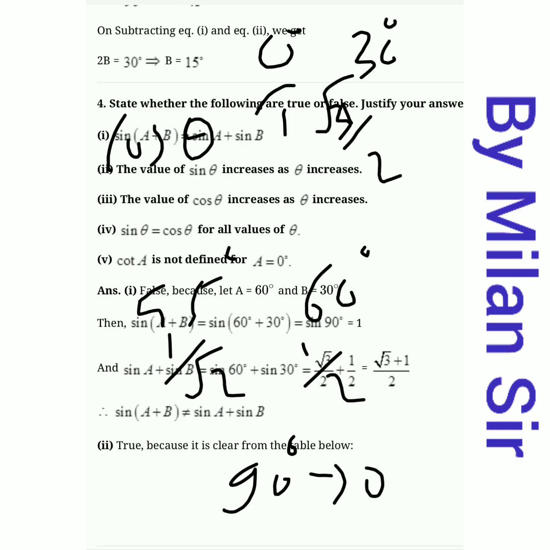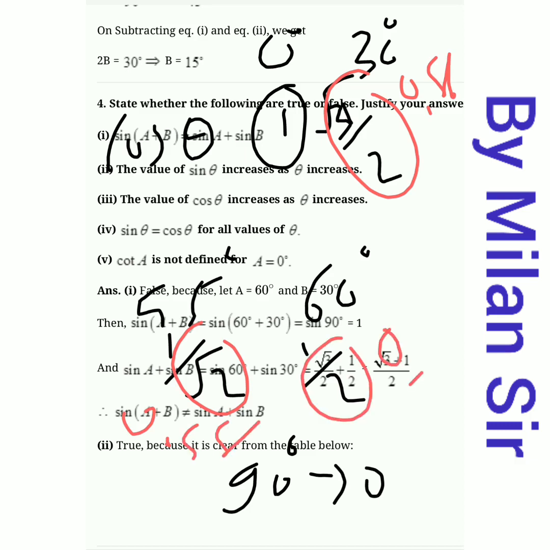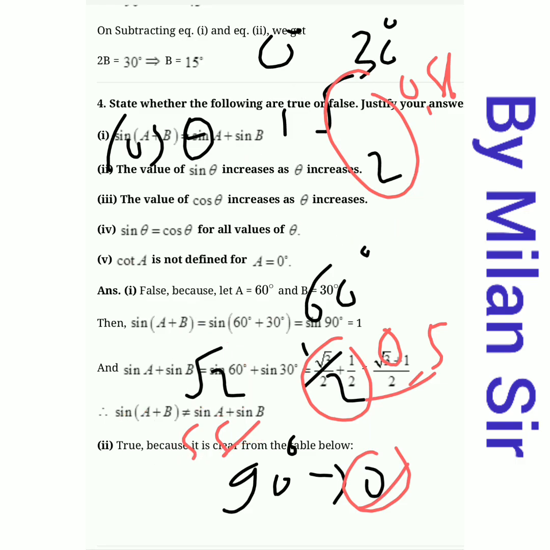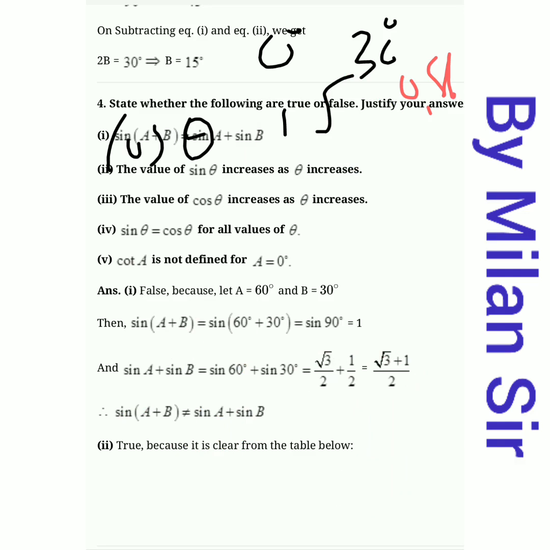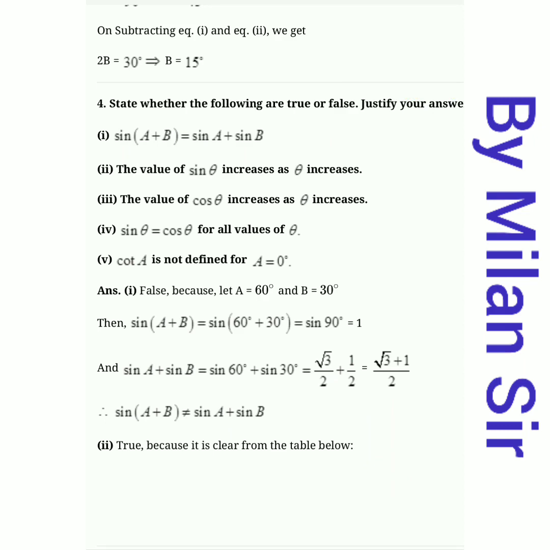So at 0 the answer is 1. Root 3 by 2 means 0.86, 1 upon root 2 is 0.58, here 0.5 and 0. So if we increase the value 0, 30, 45, 60, 90, then cos theta decreases: first 1, then 0.86, then 0.58, 0.5 and 0. So this statement is false. Sin theta increases with increase of theta, but cos theta decreases. That's why this statement is false.